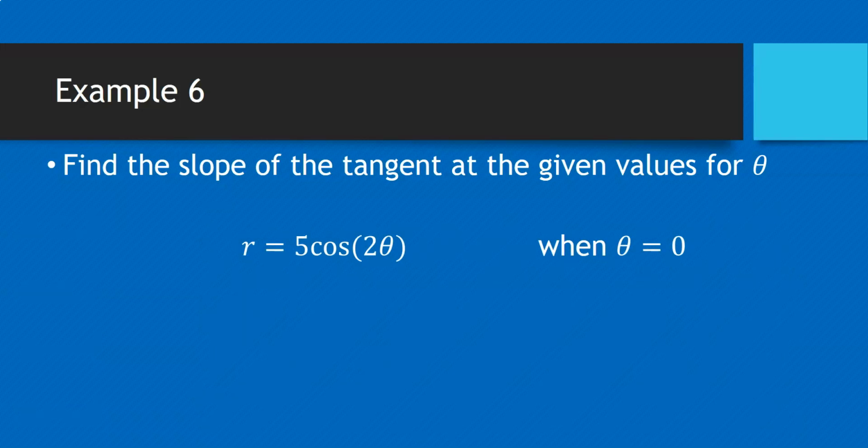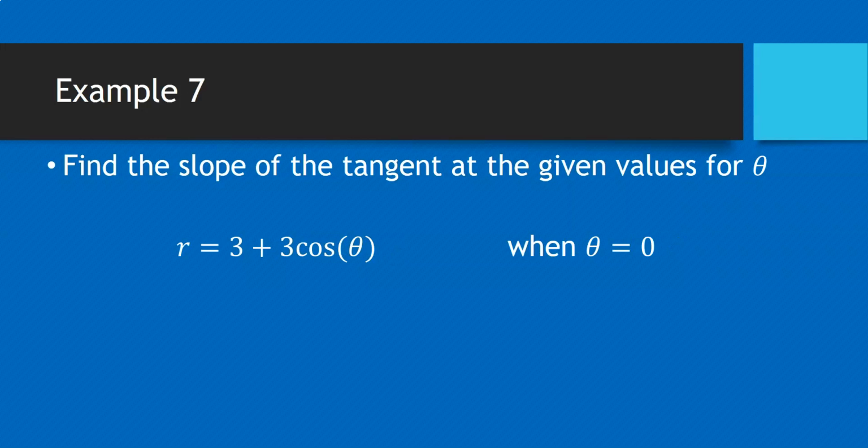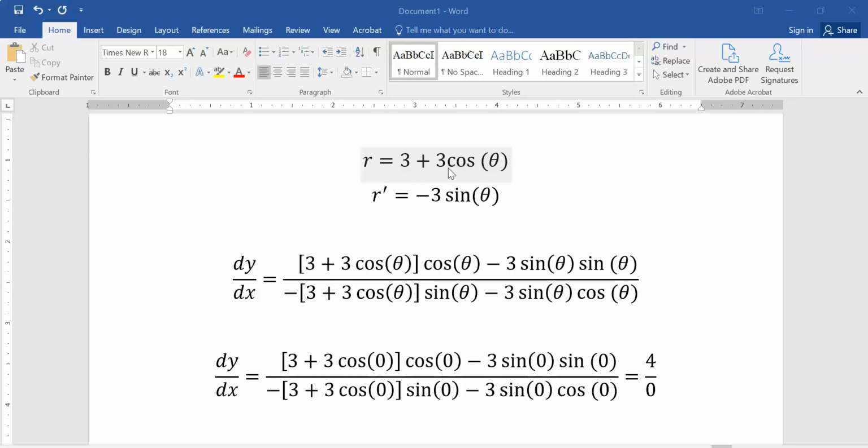I want you to do one more. Try to do this. So go ahead and push pause on the video and do this one. So r equals 3 plus 3 cosine theta. The derivative of that, well, derivative of 3 is 0. Derivative of 3 cosine theta is negative 3 sine theta. So every time you see an f theta, replace it with 3 plus 3 cosine theta. Every time you see an f prime, replace that with negative 3 sine theta in our formula.